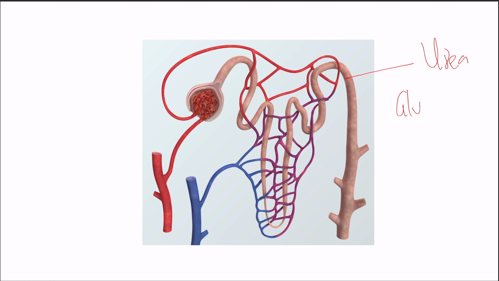No glucose, no vitamins, because they have been reabsorbed. And now the filtrate becomes urine, which is then drained, as we saw, by the ureter to the urinary bladder for temporary storage before excretion.